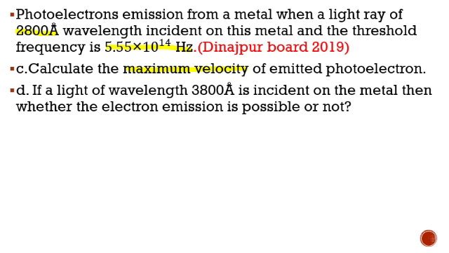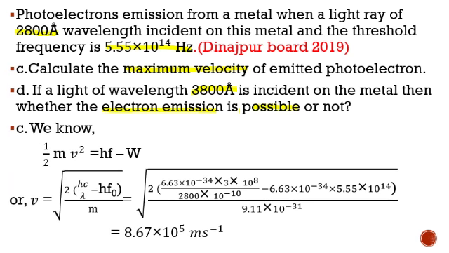And the second question says that if light of wavelength 3800 angstrom is incident on the metal, then whether the electron emission is possible or not. That means the wavelength is changed, then is electron emission possible or not. Now let's start with the first question at first. So in part C we have to find out the maximum velocity.